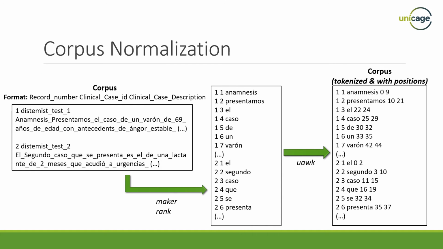The Corpus Normalization section consists in taking the input corpus, which is a text file, and converting it into a tokenized version of one word per line. This is easily achieved using a combination of Unicage commands that split the text into one word per line. Then, the position of each word is calculated through a small script in awk, and it is applied through a Unicage command that offers an optimized performance.